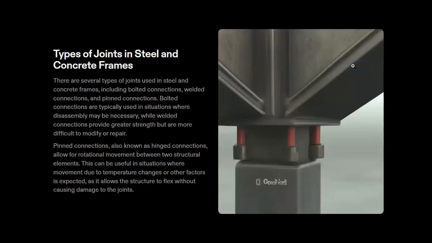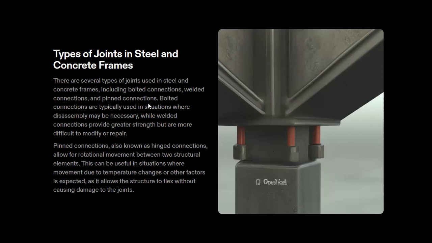Now the next one is types of joints in steel and concrete frames. There are several types of joints used in steel and concrete frames, including bolted connections, welded connections, and pinned connections. These are the types of joints in steel and concrete frames.